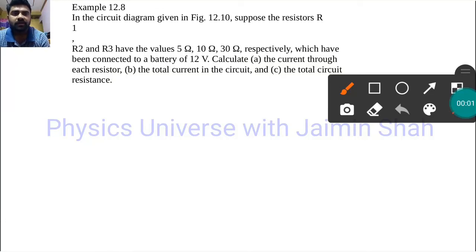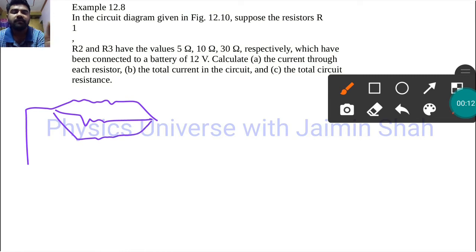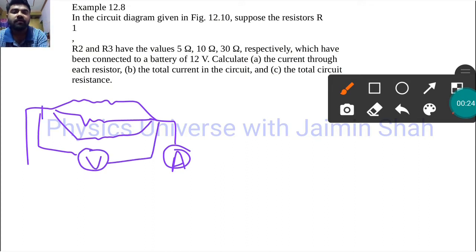The question is about the circuit diagram given in figure 12.10. The circuit has one resistance here, then another resistance here, and they are connected in parallel. After that they are connected with an ammeter, and all these resistances are connected in parallel with a voltmeter, so that we can find the voltage in this particular situation. So this is the whole circuit diagram.